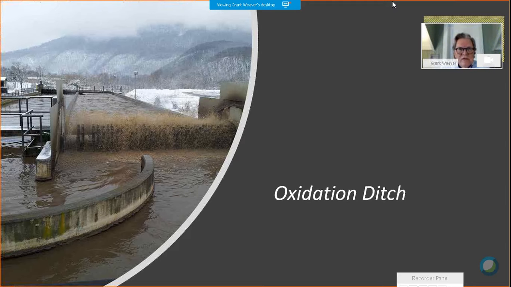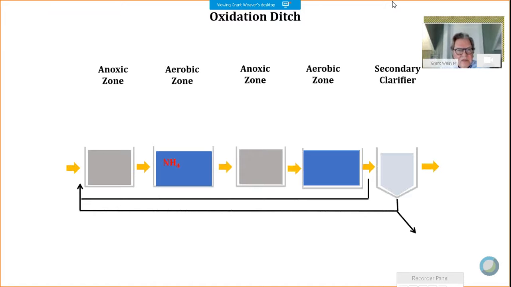Okay. Oxidation ditch. So this is an oxidation ditch actually on the other side of the Smokies. This is in Virginia. Oxidation ditches are very robust technologies. Those of you who have oxidation ditches, you may have your swears that you wish to state at them, but all in all, it's one of the better designs.